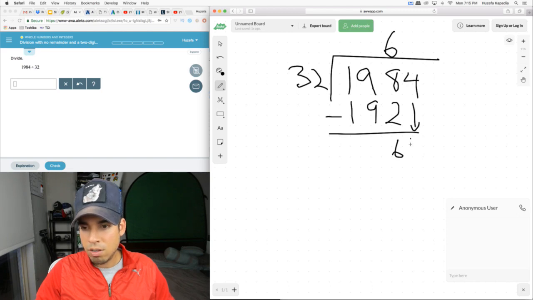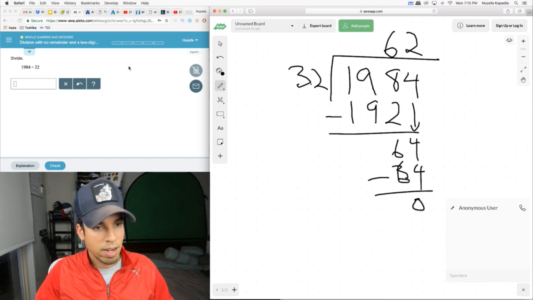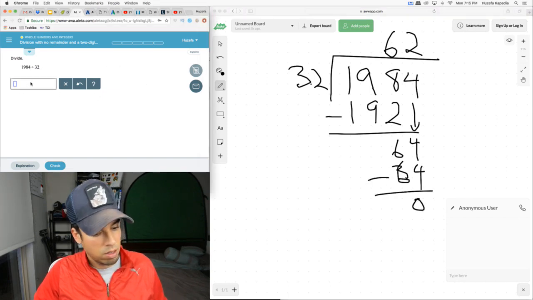Now we bring down the 4 and we divide again. 32 goes into 64 twice. Multiply the 2 times 32. Whoops. And we get 64. Subtract and we get 0. No remainder as it said, which we know we did it right. And therefore it's 62.